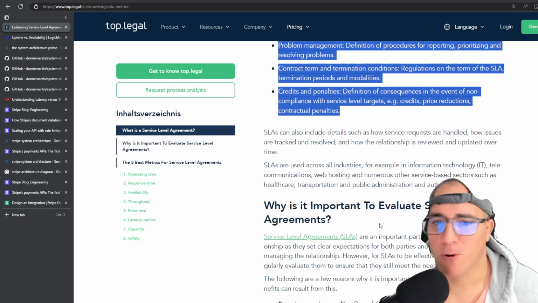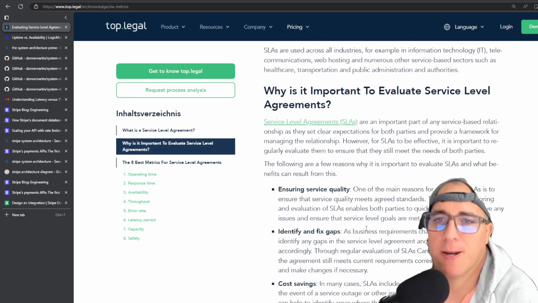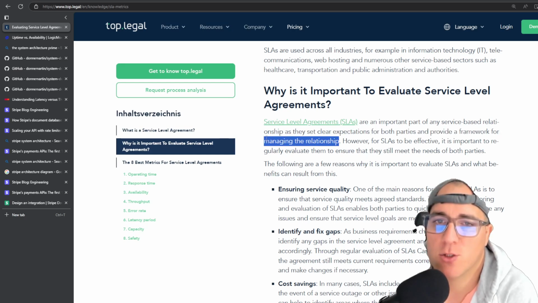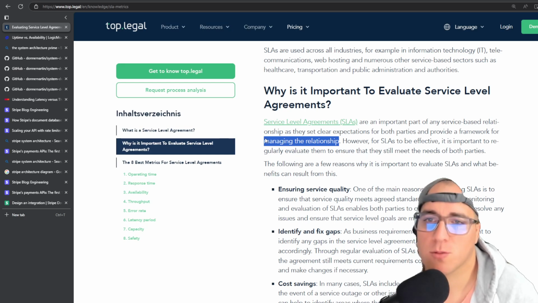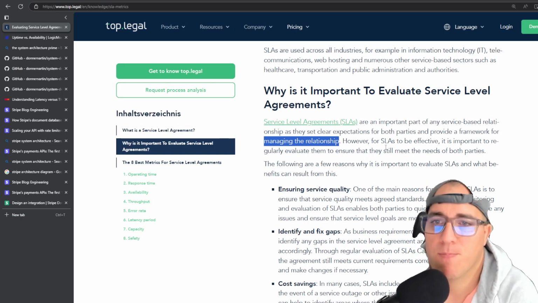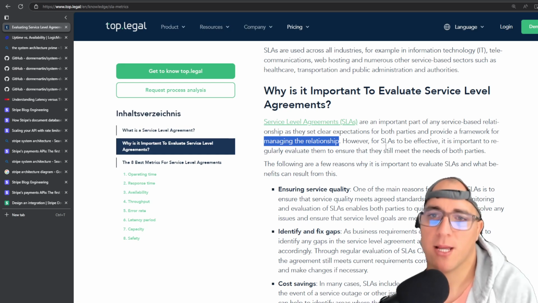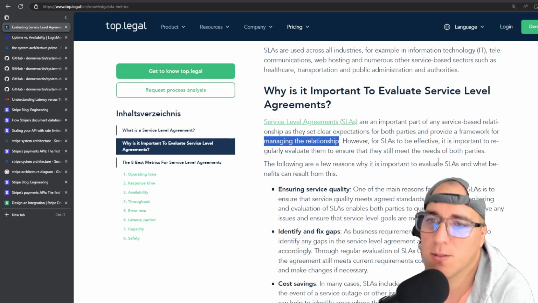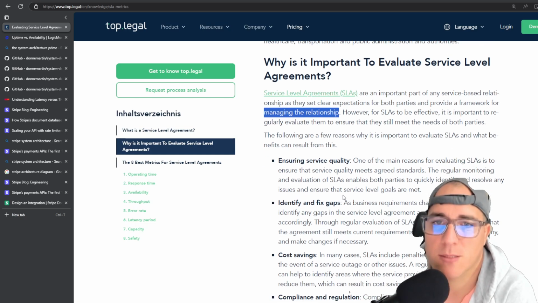Okay, why is it important to evaluate service level agreements? Service level agreements are an important part of any service-based relationship as they set clear expectations for both parties and provide a framework for managing the relationship between the company and the customer or clients. However, for the SLA to be effective, it's important to regularly evaluate them to ensure that they still meet the needs of both parties. We already talked about this.